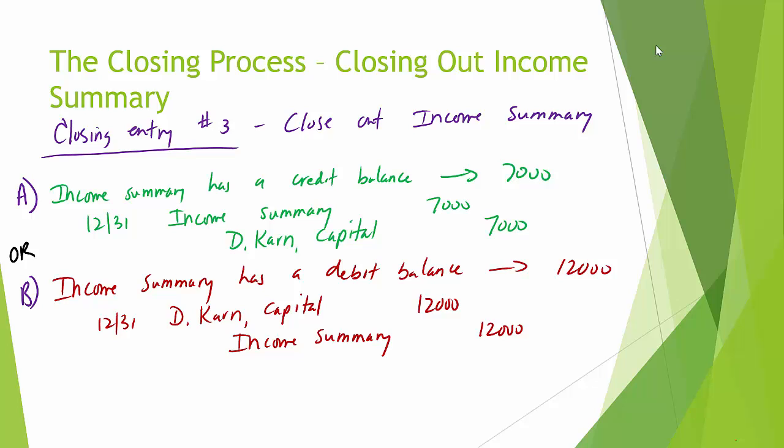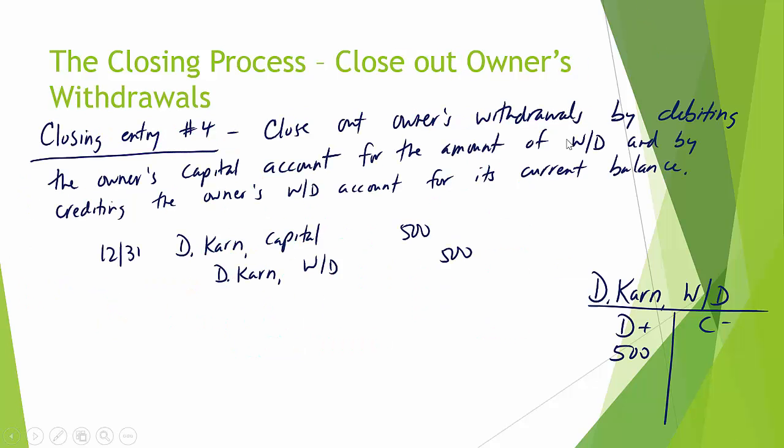The last closing entry would be to close out the owner's withdrawals, and this is pretty basic here. So what you would do here would be to debit the capital and reduce the capital account if you had a $500 balance in withdrawals. And remember, if you have owner's withdrawals, you subtract on the statement of owner's equity, and it causes the owner's capital to decrease. So we debit the capital account for the amount of withdrawals, and then we simply credit the amount of the withdrawals to close it out.